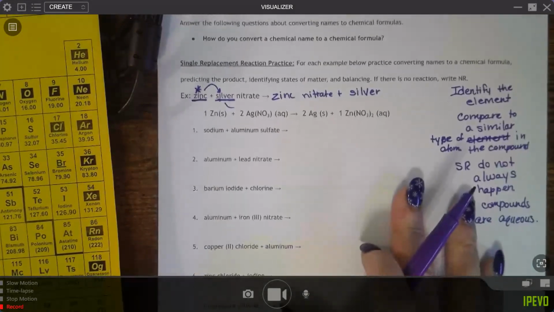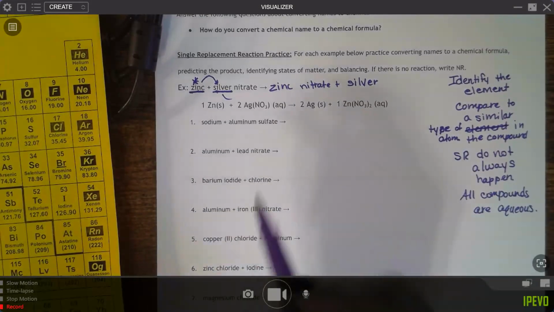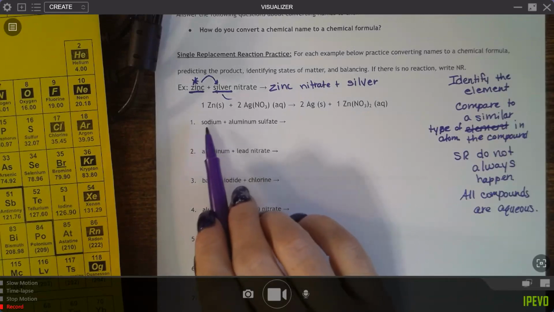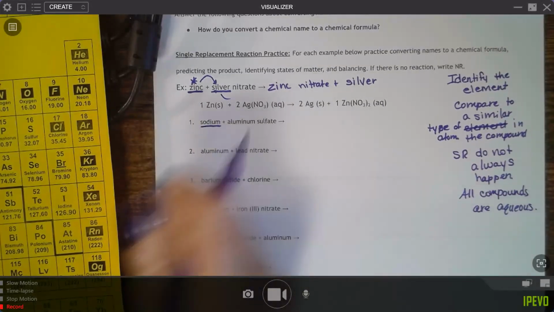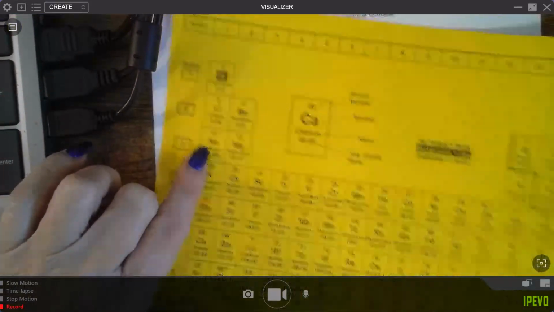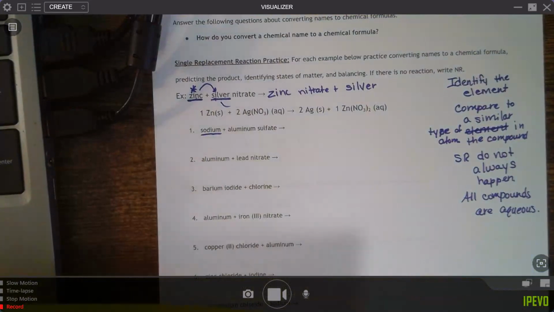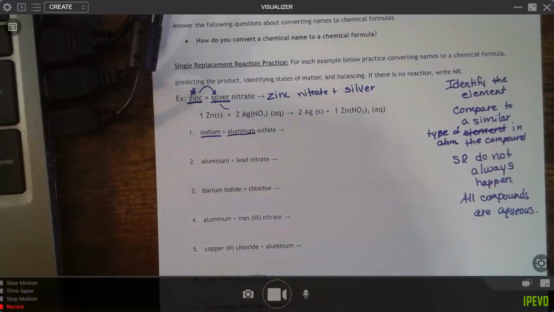Okay, so let's just get down to doing one of these. Okay, we'll do a couple together. So sodium plus aluminum sulfate. So I'm going to look. Sodium is a metal. It's on the very left side of the periodic table. So I'm going to compare it to the other metal, which in this case is aluminum.